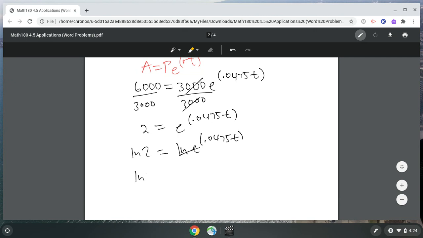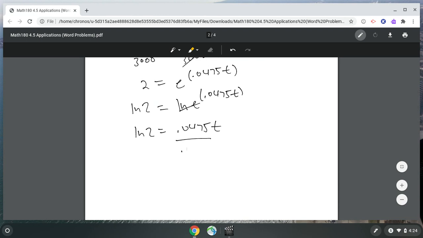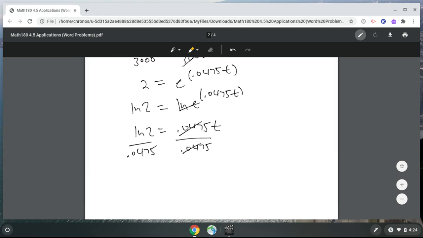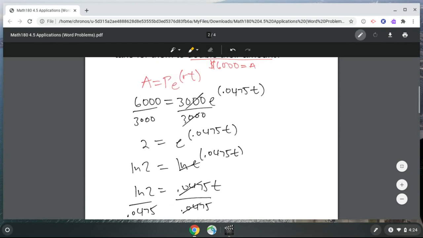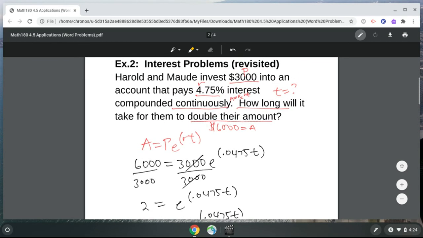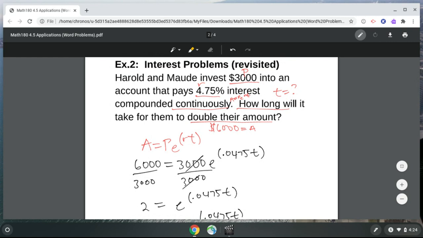ln 2 equals 0.0475t, and now I can solve for t. When we punch this into our calculator, we get 14.6 years. So these are more typical of the types of problems to expect.